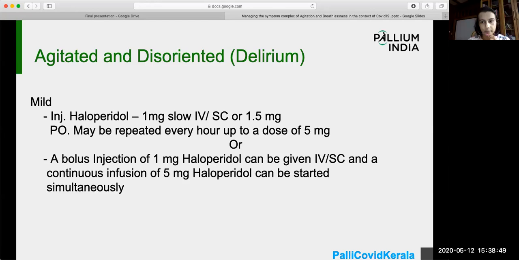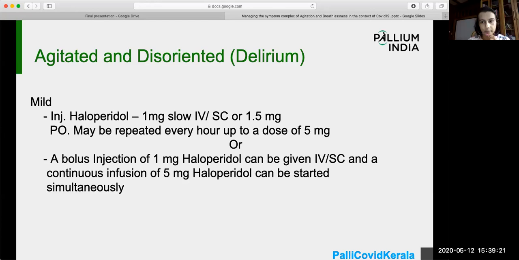Now, our next group of patients is agitated but disoriented, or in proper delirium. Here we suggest a first-line medication of haloperidol instead of the benzodiazepine. So start with haloperidol 1 milligram slow IV or subcut, or 1.5 milligram orally. This dose can be repeated every hour up to a dose of 5 milligram. Or a bolus injection of 1 milligram haloperidol can be given IV or subcut, and you start a continuous infusion of 5 milligram haloperidol at the same time.